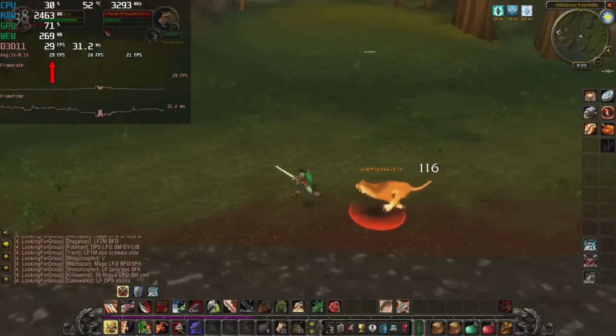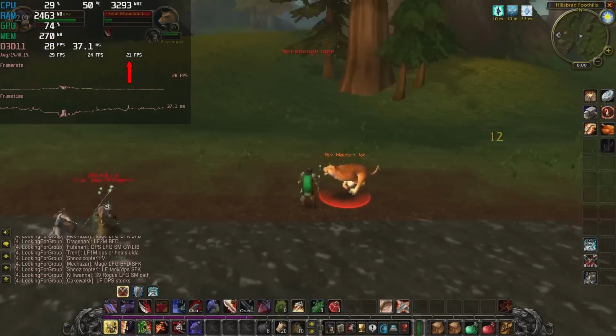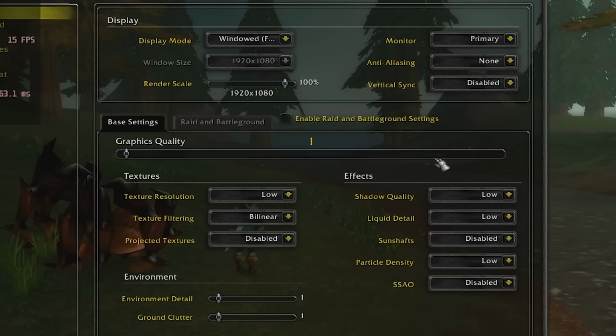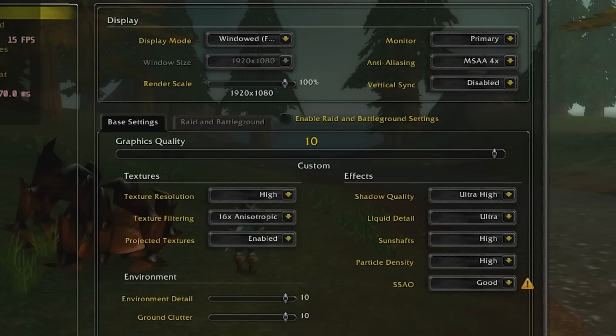However, it did feel a lot smoother since the 1% and 0.1% lows were both now above 20. Now I know what you're thinking. Danny, what happens if we try to go the exact opposite direction and try to run the game at max settings at 1080p on this system? And I knew you were going to ask that question, so I went ahead and tested that too.